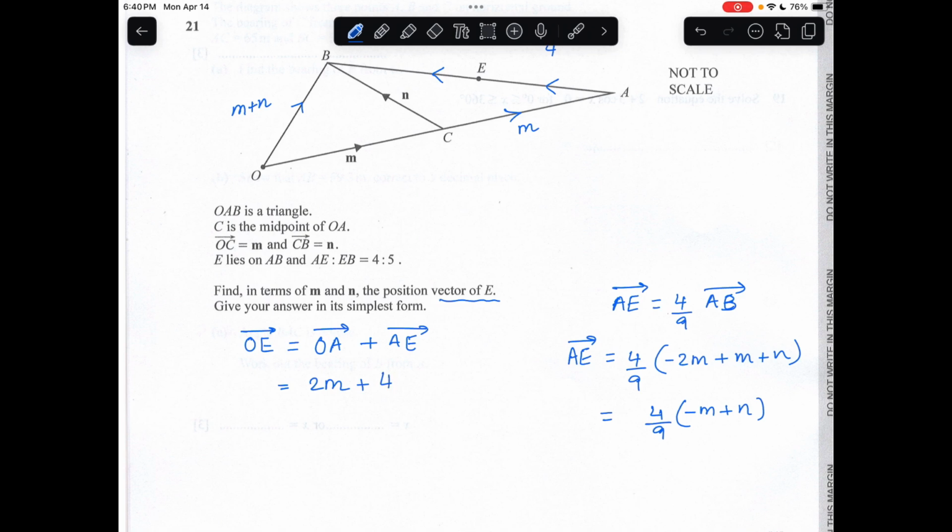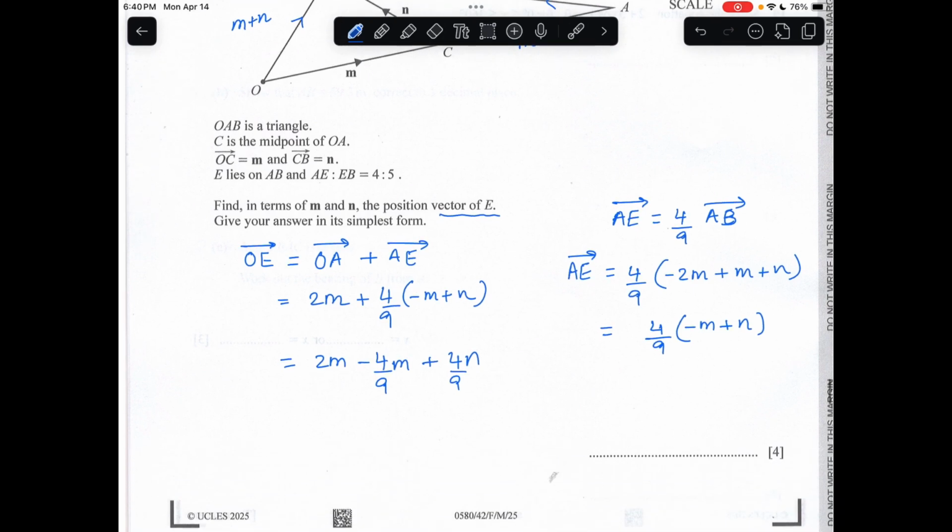So let's substitute that over here. 4 over 9 times minus M plus N, and expand the brackets. So this is going to be minus 4 over 9 M plus 4 over 9 N. Combining the like terms gives me 14 over 9 M plus 4 over 9 N. That's your final answer. 14 over 9 M plus 4 over 9 N.